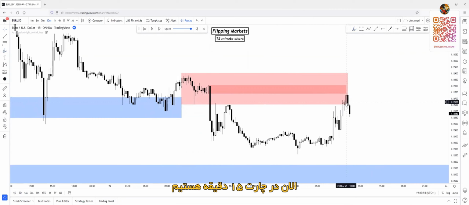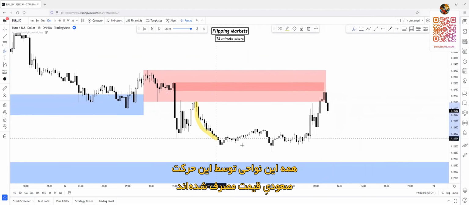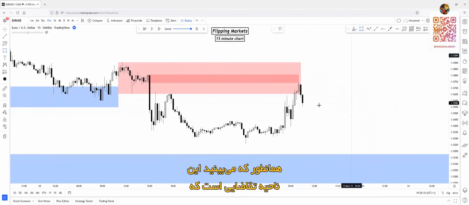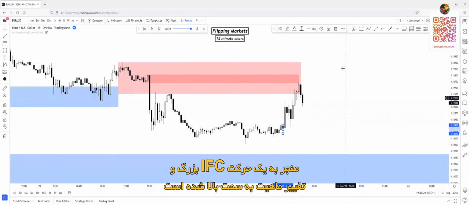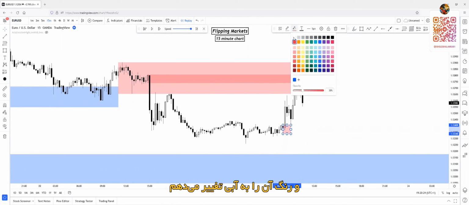Okay, so right now we are on the 15-minute chart. We have to find all of the supply and demand zones on the 15-minute chart. Okay, so let's begin. As you can see, these areas, these zones are mitigated by the following price action. So this upside price action. So we will have to look for demand zones. Okay, as you can see, here's a demand zone that created a huge inefficient push to the upside and changed character. I will just mark it as a demand zone and change the color to blue.